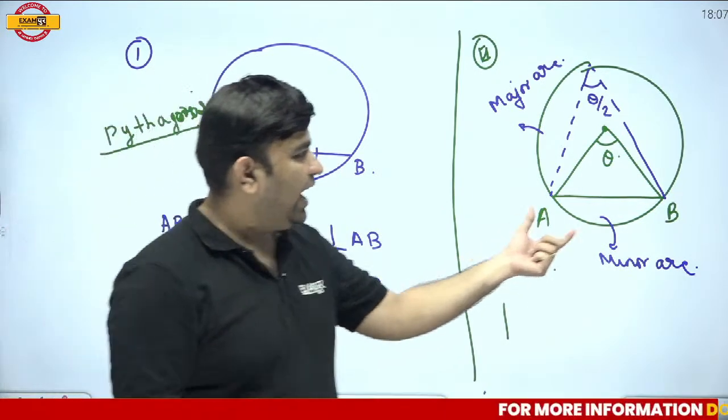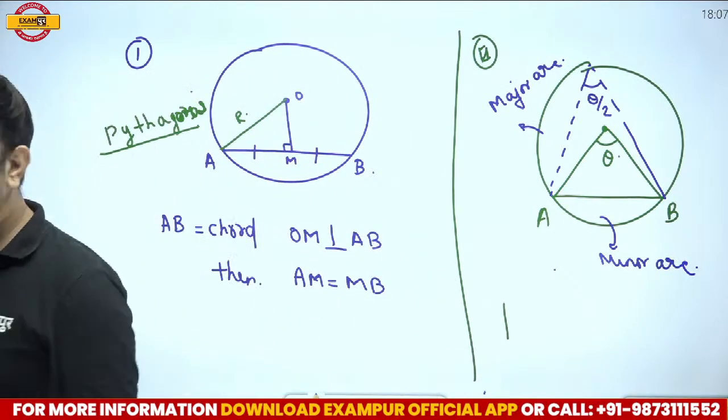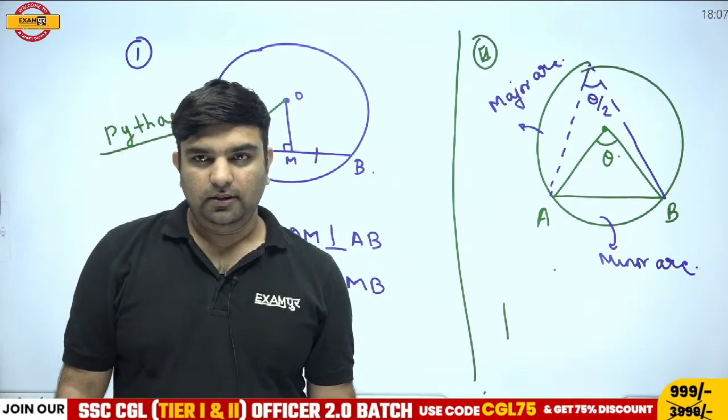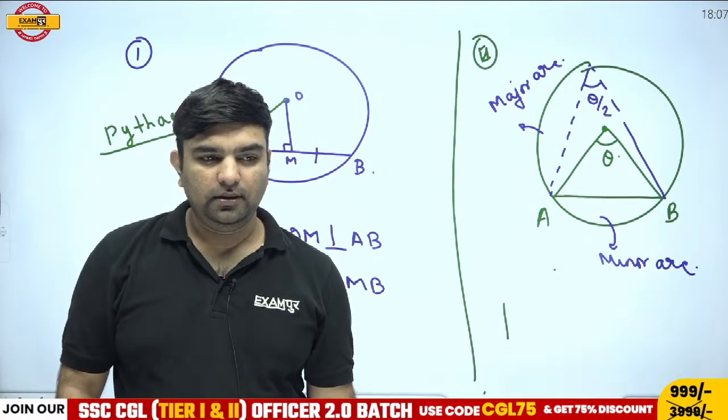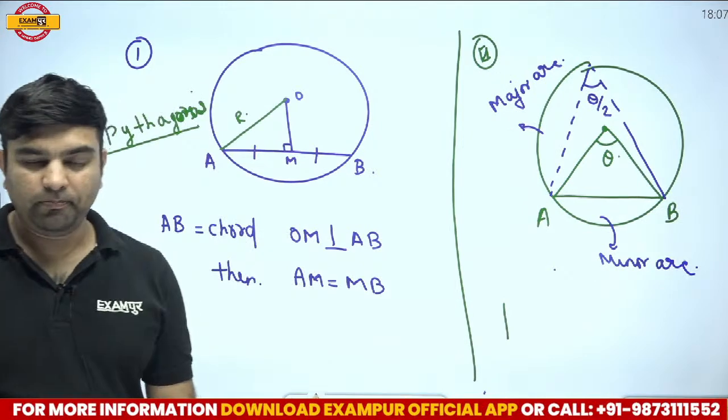It will subtend its half, that is theta by 2, at a point in the major arc, at any point on the circumference.